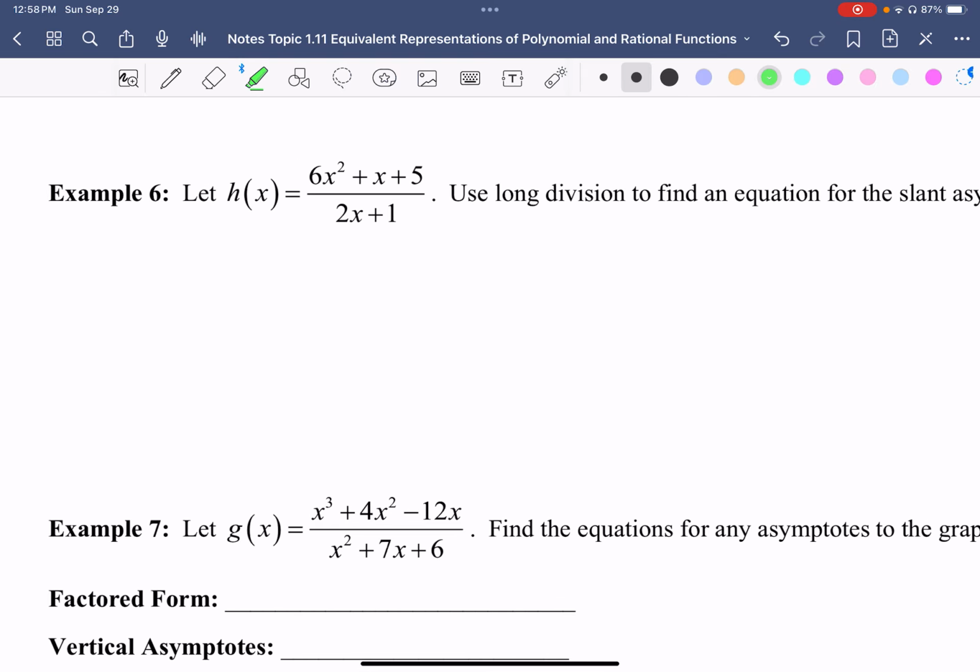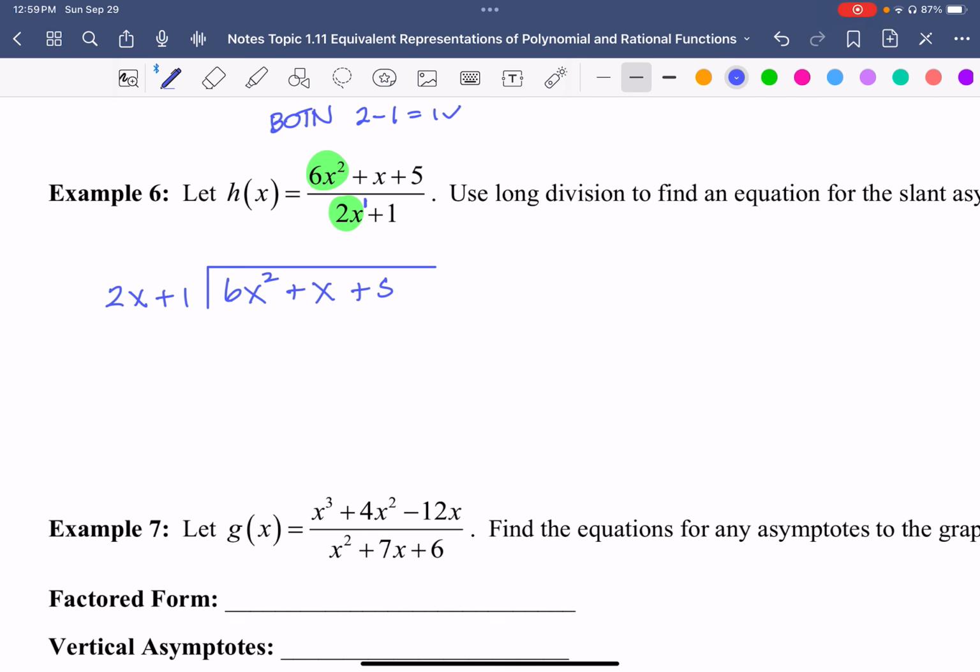Okay, so let's see if there even is a slant asymptote, because they could be trying to trick us here. Now, the biggest term on the numerator is 6x squared, and the biggest term on the outside is 2x, and the exponent of this one is 1. So they weren't tricking us. It is bigger on the top, and if you subtract the exponents, it is exactly 1 bigger in the numerator. So there is a slant asymptote. So you will start by putting the denominator, and then you're going to divide that by the numerator, 6x squared plus x plus 5.